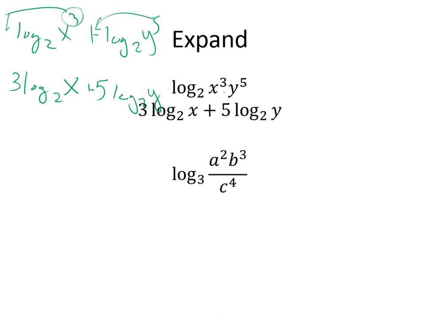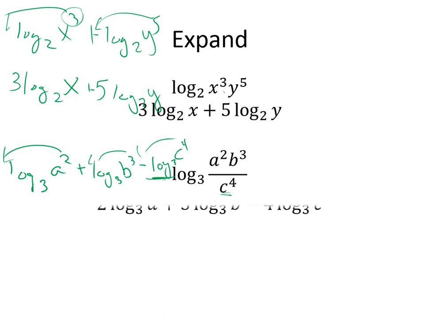So then the next one we've got multiplying and then dividing. Whichever one is the division you subtract. So here we could go log base 3 of a squared plus log base 3 of b cubed minus log base 3 of c to the fourth. Since the c to the fourth is being divided, we put that one with the subtraction, and now we drop the powers all out front, which would give us that.